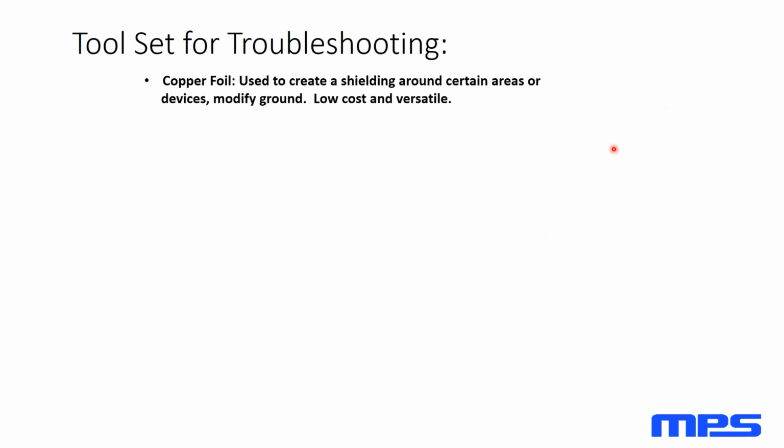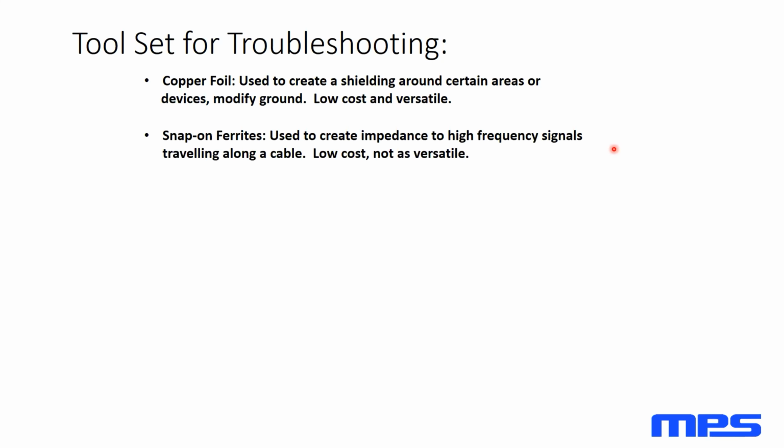As far as tools that you can use, copper foil. We just talked about shielding. This is one very easy way to create a shield around areas, large areas, small areas, it doesn't matter, depending on what you want to achieve when you're doing your troubleshooting. This is very low cost and versatile, but I would caution you that versatile is maybe not necessarily good, because if you cover a large area, you may not be narrowing in on what the actual problem area is. But obviously you can create smaller and smaller shields, or more targeted shields, and narrow things down a bit.